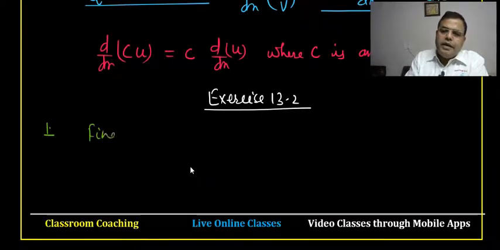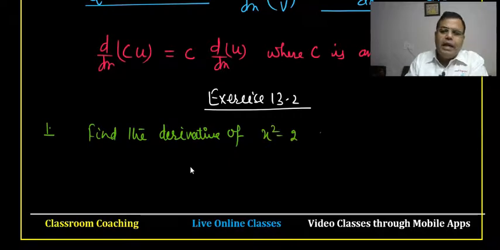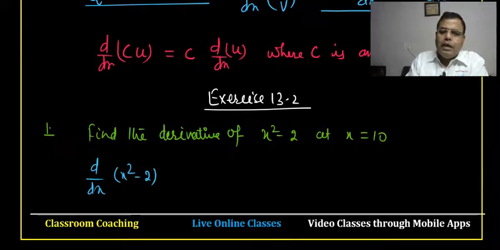Question is, find the derivative of x square minus 2 at x is equal to 10. So we have to do this. Means we have to find the derivative of this. So dy dx of x square minus 2 at x is equal to 10, we have to calculate.